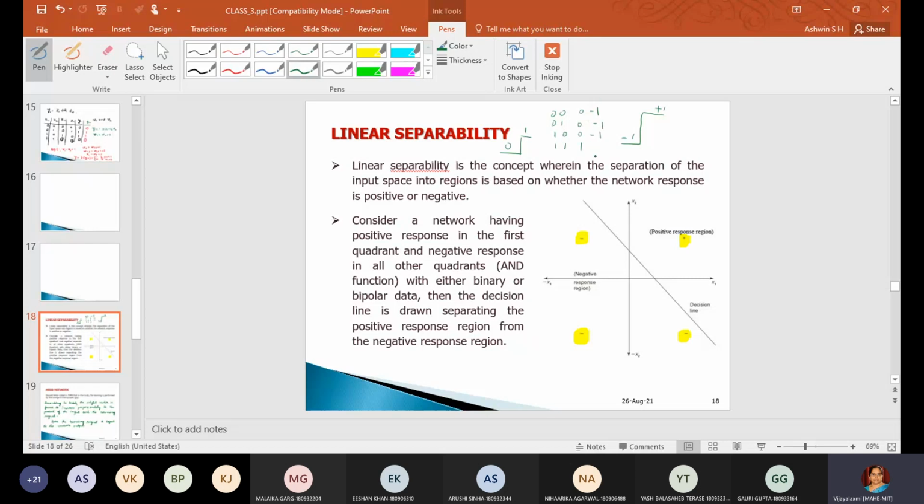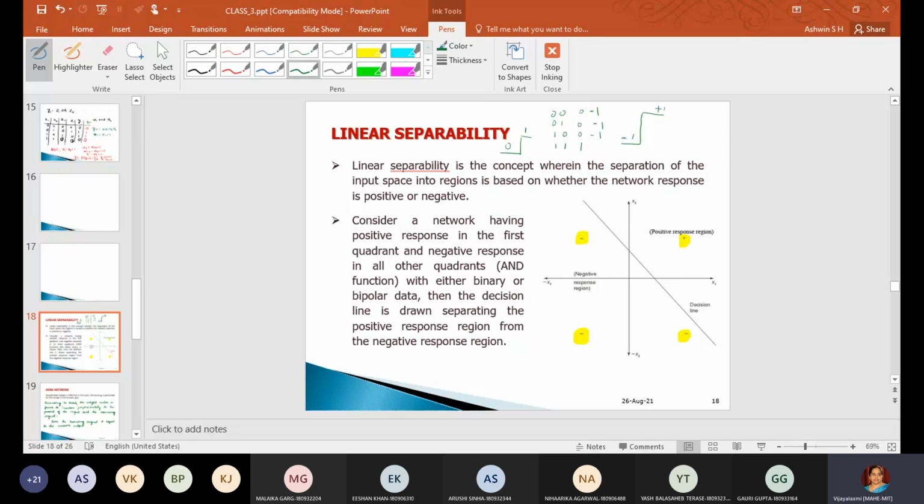So this one you try to plot in four quadrants. When you plot, you will get something like what I showed in the yellow mark. Now what this linear separability tells is, if you can draw a line which can separate this, then the decision line is drawn separating the positive response region from the negative response region.